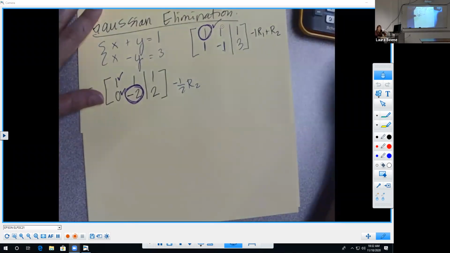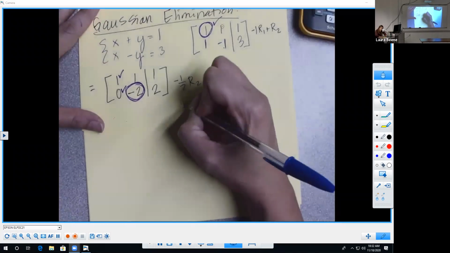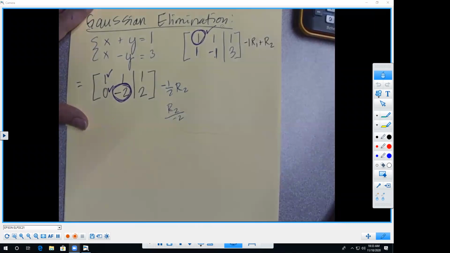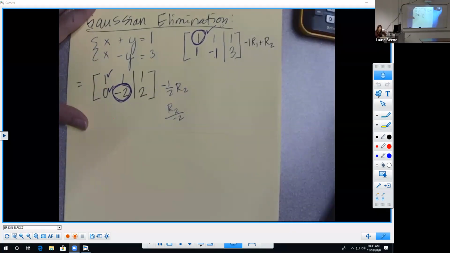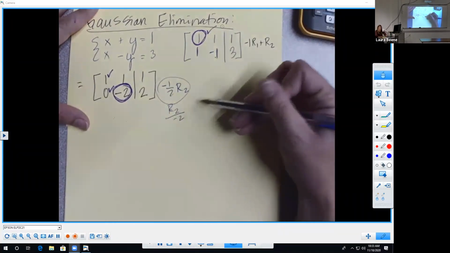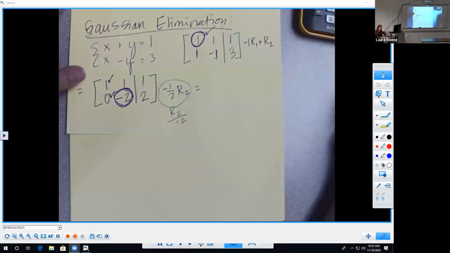I'm fine if you also want to think about that or write it as row 2 divided by -2. I'm good with that too. But just a heads up, any help you're going to get on Math Excel, it's going to put it like that.